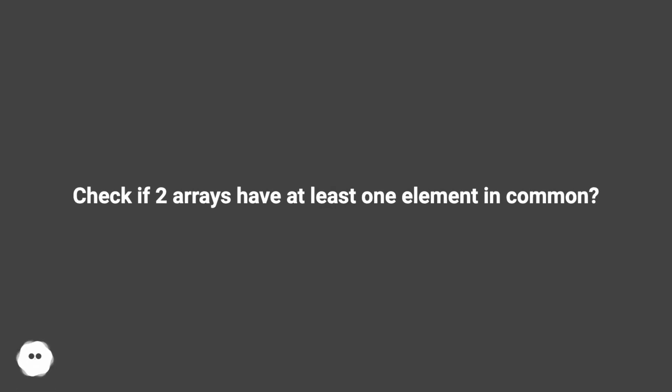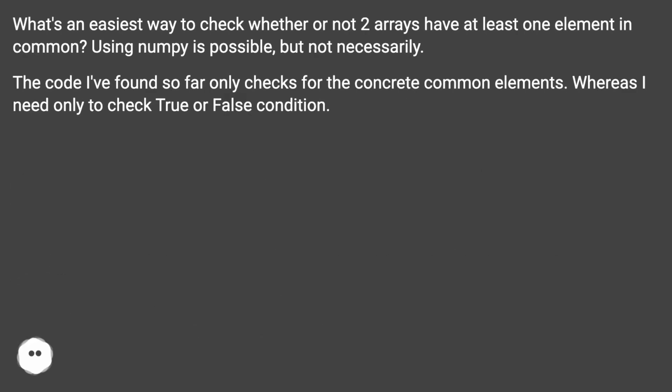Check if two arrays have at least one element in common. What's the easiest way to check whether or not two arrays have at least one element in common? Using numpy is possible, but not necessary. The code I found so far only checks for the concrete common elements, whereas I need only to check a true or false condition.